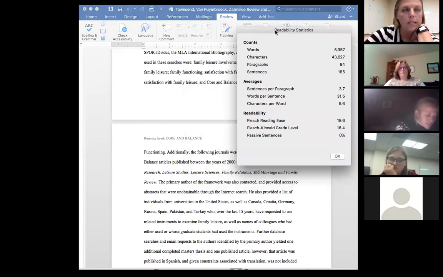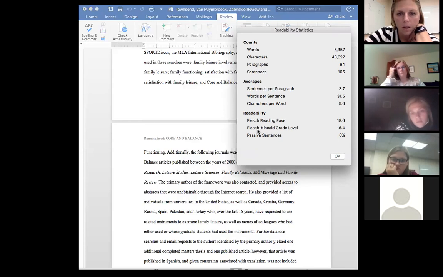Okay, so I did my spell check. This is actually after telling it to spell check. It goes through, counts my words and paragraphs and sentences. If you come down here to readability, it's telling me that my Flesch-Kincaid grade level reading is 16.4. So that's like a college senior level reading.